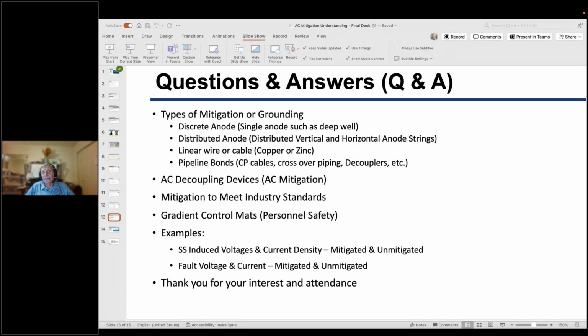Next question, Nick. What standards shall be used when dealing with AC interference survey, implementation, assessment, mitigation, and more? I missed the first couple of words. What standards should be used? Oh, that's a great question.